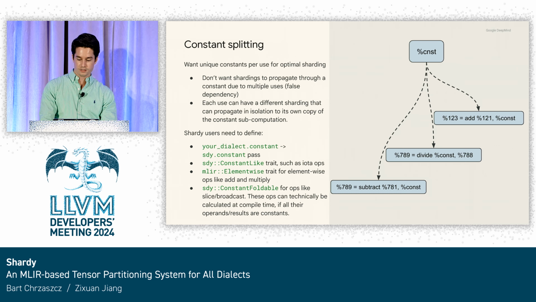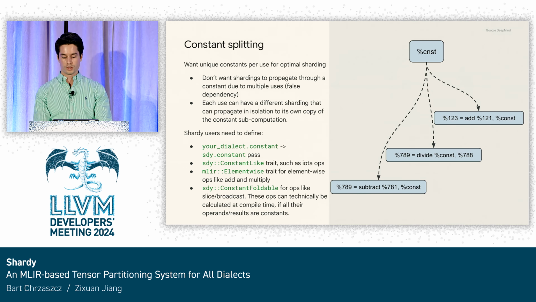For example, on the right, if the add is sharded, why should the divide and subtract in different parts of the computation also be sharded the same way as the constants? It really doesn't make sense. We call this a false dependency, since constants are cheap and there is no real dependency between ops that use the same constants. As such, we ask users to tell us what their constant op is, and also what ops are constant-like, such as iota, and what ops are foldable.